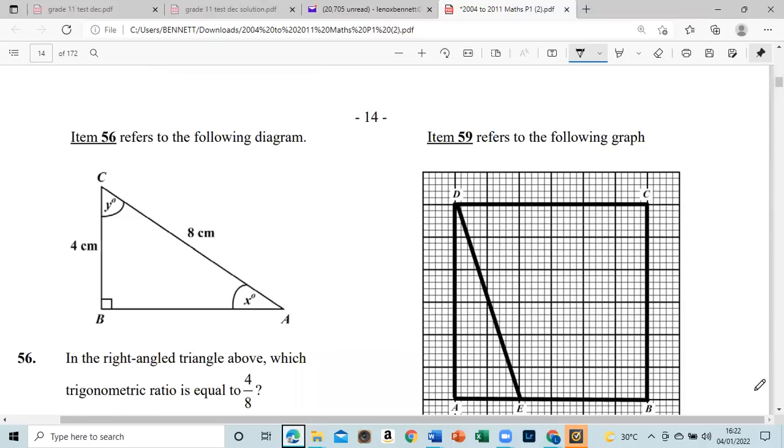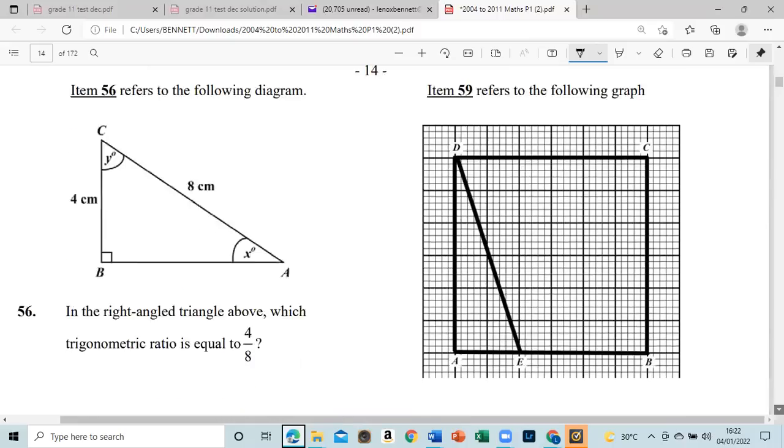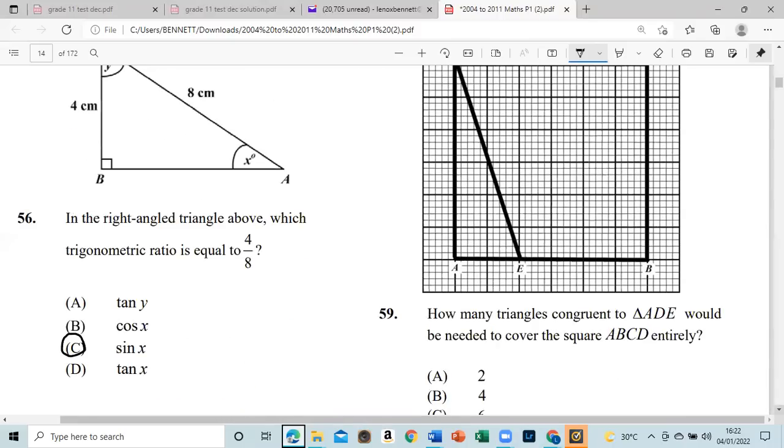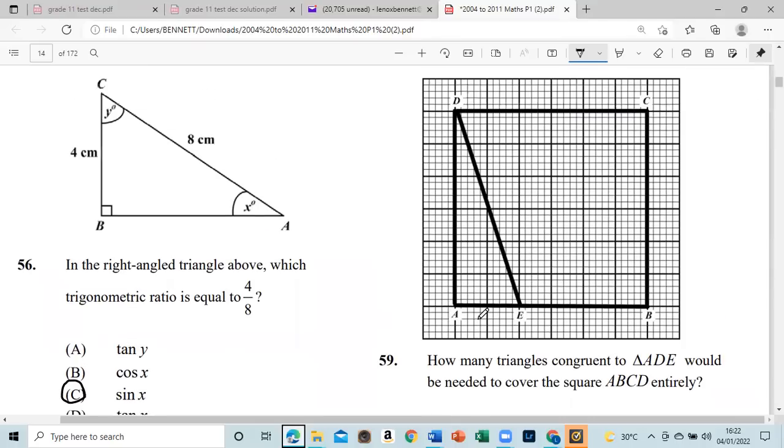Alright, we'll look at that one here now. So how many triangles congruent to AD would be needed to cover ABCD? Wow. Alright, so congruent means them equal. So bam, that would be 1, 2.